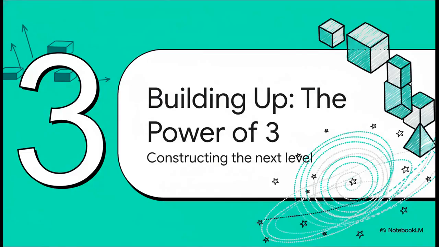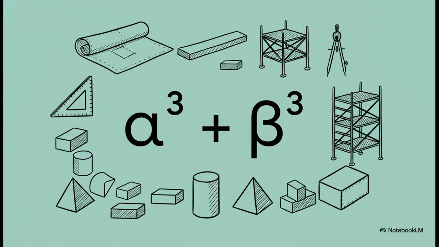Okay, we've got our foundational tool locked and loaded. Now we can move on to the next level, the power of 3. You're about to see our first building block in action. It's the key to this next puzzle. Our next goal is to do the same thing for alpha cubed plus beta cubed. And again, no guesswork here. We're going to build the answer methodically.